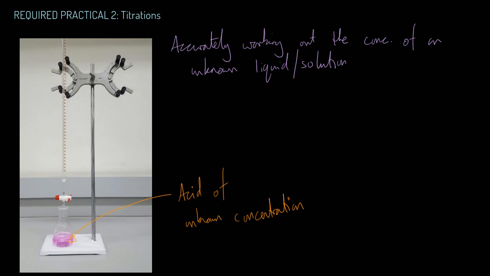This tall glass thing here, that is called a burette, and it is a way of adding a liquid and very accurately determining the volume of liquid that you're adding to the flask at the bottom, which neatly brings me on to this piece of equipment just here. This is a conical flask.